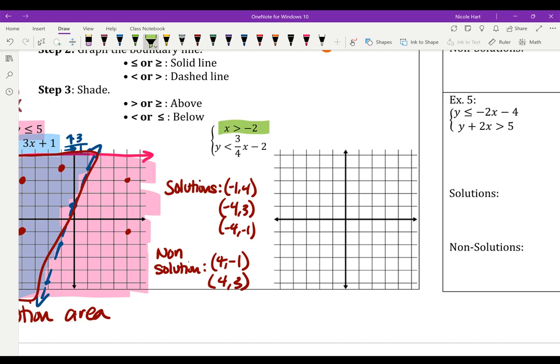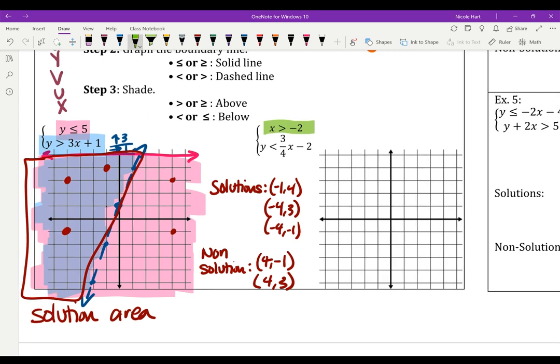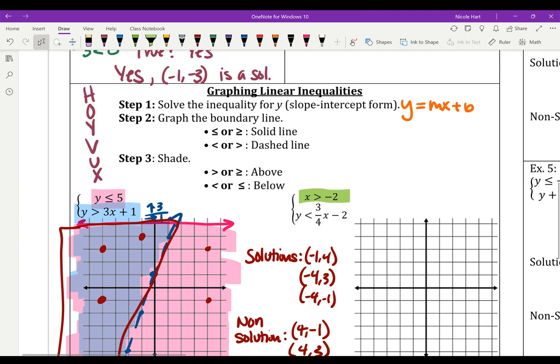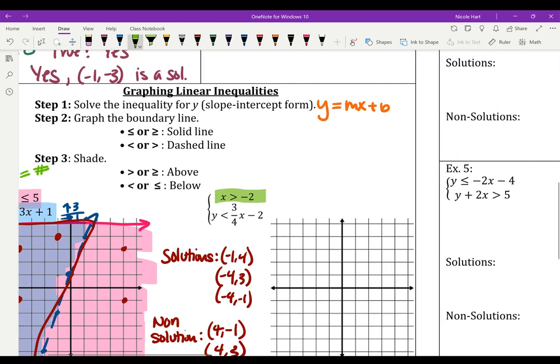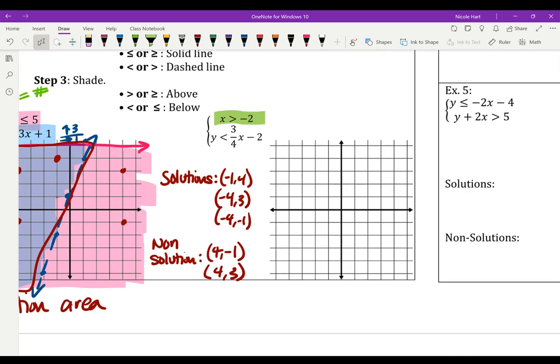x is greater than -2. If we look at the box, that is x equals a number. It's going to be a vertical line, and it's going to happen where x is -2, which is on the left-hand side of our graph. It is not a solid line, it's a dashed line. So I'm going to make a dashed vertical line where x is -2.